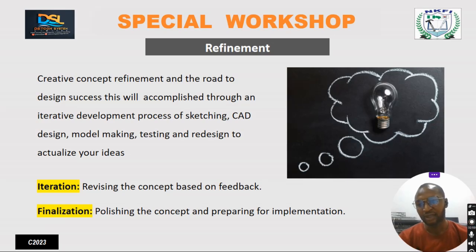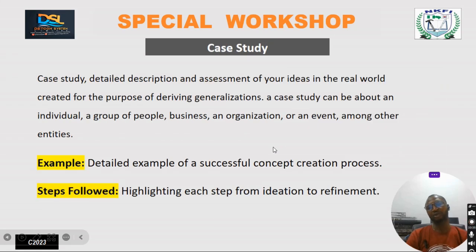Now there's what we call iteration. That is revising the concept based on feedback. When you've gotten some feedback, you have to retouch and revisit some of your steps. Then finalization: you polish the concept and prepare for implementation. That is where the real and actual product will come out.